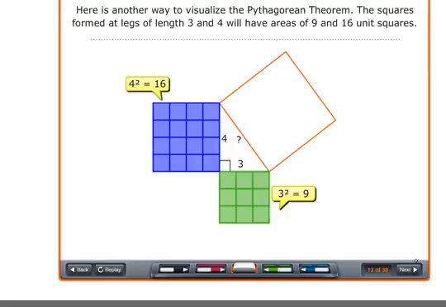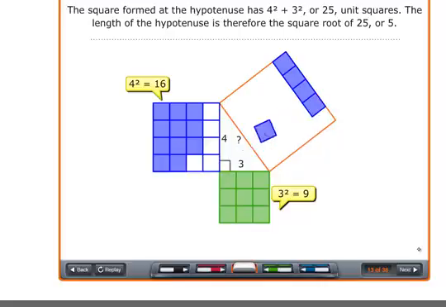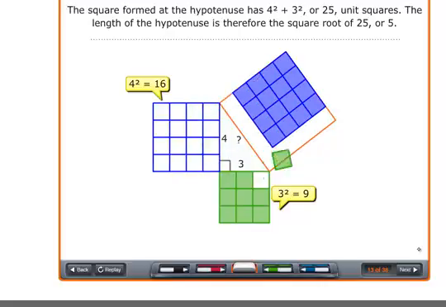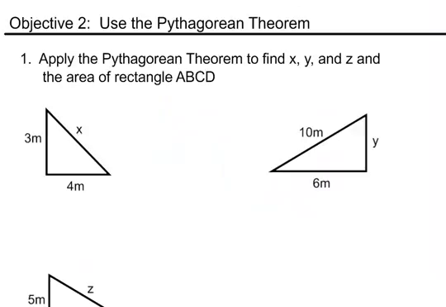Here is another way to visualize the Pythagorean theorem. The squares formed at legs of length 3 and 4 will have areas of 9 and 16 unit squares. The square formed at the hypotenuse has 4 squared plus 3 squared, or 25 unit squares. The length of the hypotenuse is therefore the square root of 25, or 5. Now let's do some examples.